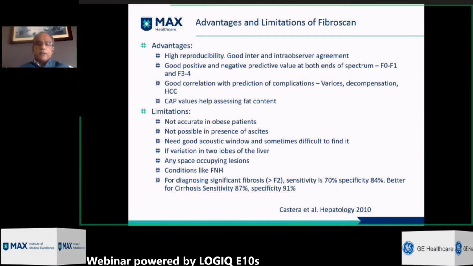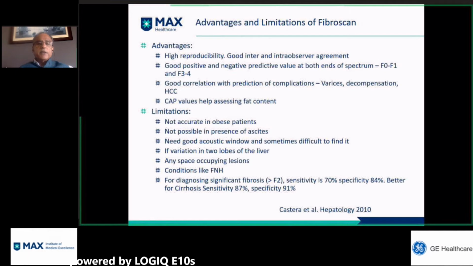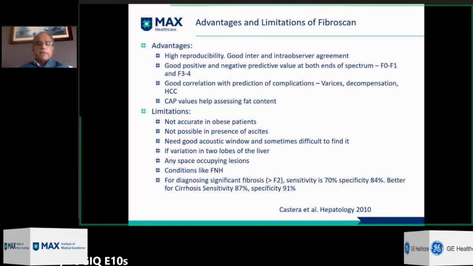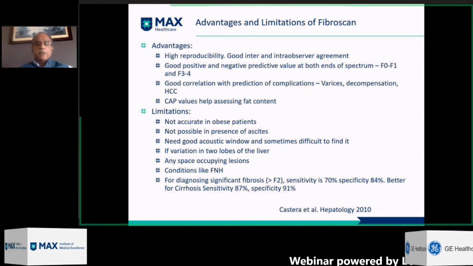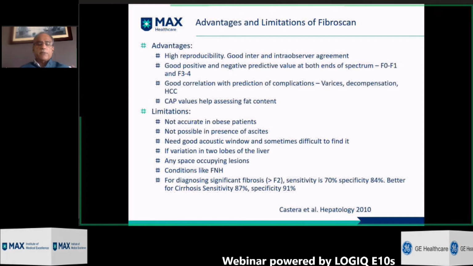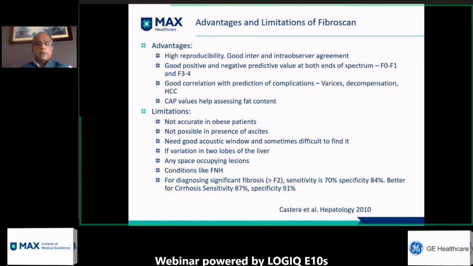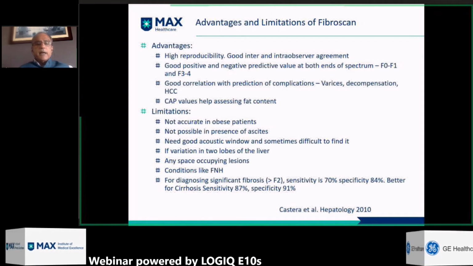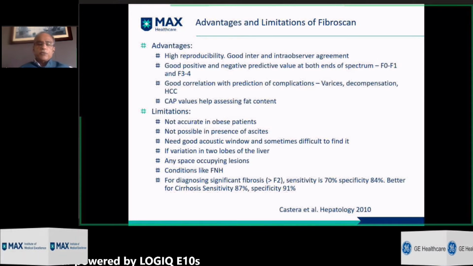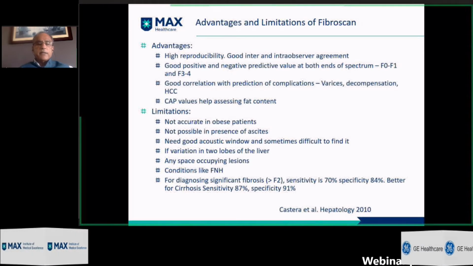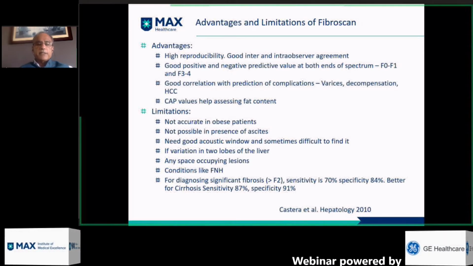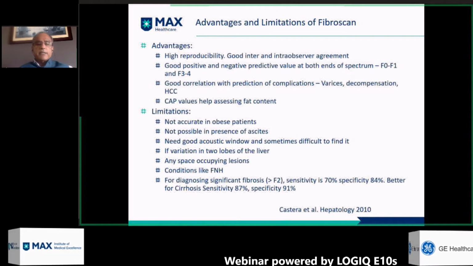It is not accurate in obese patients. It is not possible to do it in patients with ascites. It needs a good acoustic window, and sometimes it is difficult to find, especially in slightly obese patients or patients with some respiratory problems. Sometimes you can't find a good intercostal acoustic window. If there are variations in the two lobes of the liver, then again you may get false readings. Any space-occupying lesion interferes with it. Conditions like focal nodular hyperplasia again can give you false readings.